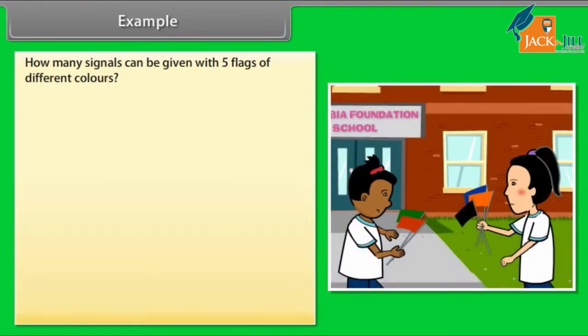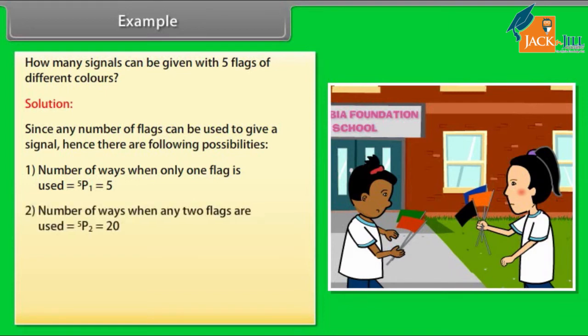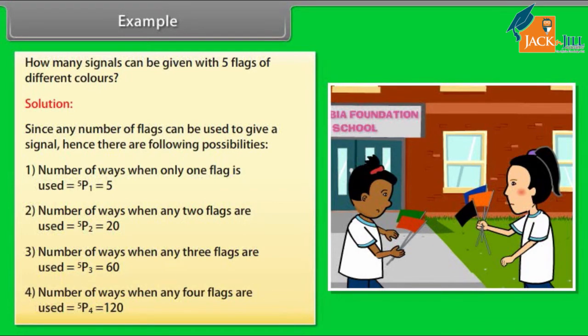How many signals can be given with 5 flags of different colors? Solution: since any number of flags can be used to give a signal, there are the following possibilities. 1. Number of ways when only one flag is used is equal to 5P1, which is 5. 2. Number of ways when any 2 flags are used is equal to 5P2, which is 20. 3. Number of ways when any 3 flags are used is equal to 5P3, which is 60. 4. Number of ways when any 4 flags are used is equal to 5P4, which is 120.